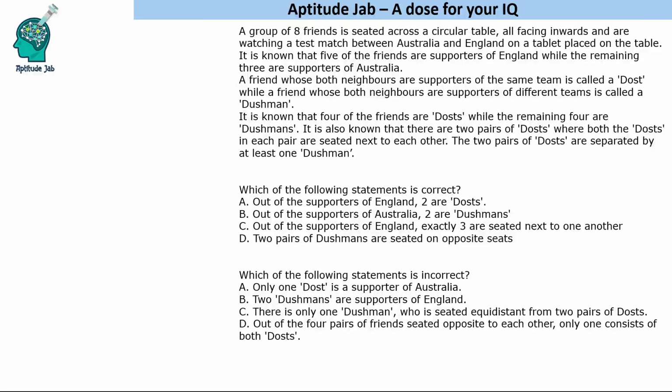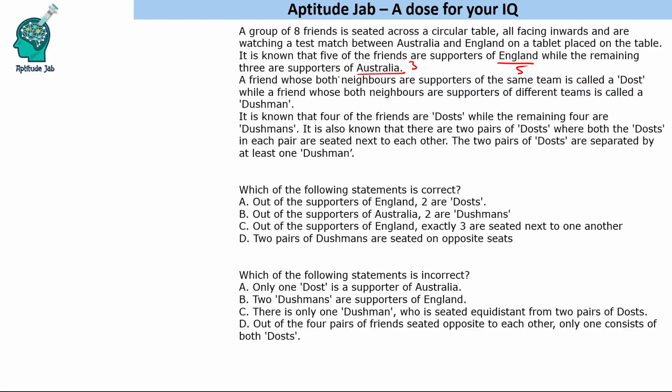This is a set on seating arrangement, quite interesting. It says that there are 8 friends, they are seated around a circular table and all are facing inwards. They are watching a test match between Australia and England, and 5 of the friends are supporters of England and the remaining 3 are supporters of Australia.